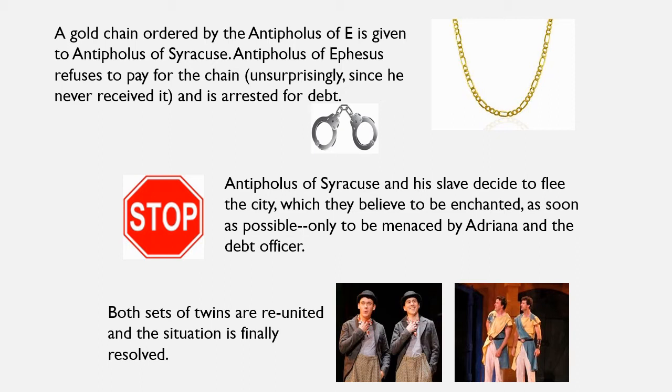During this time, Antipholus of Syracuse, who has the gold chain, and his slave decide to flee the city because they believe it's enchanted, because everybody's been acting really strange and confusing them for their twins without them knowing. But they are stopped by Adriana and the debt officer. Okay, so both sets of twins find themselves in a prison where they are reunited and the situation is finally resolved because they have recognized that their twins have been in the town of Ephesus all of this time. And that is the end of the story.